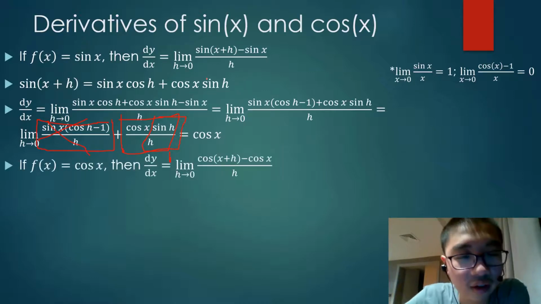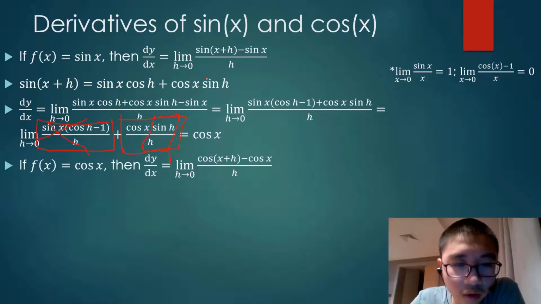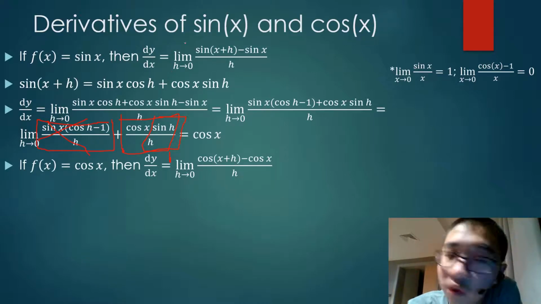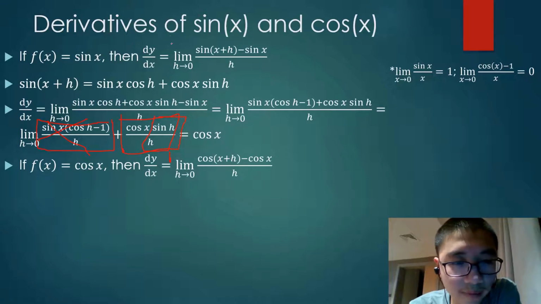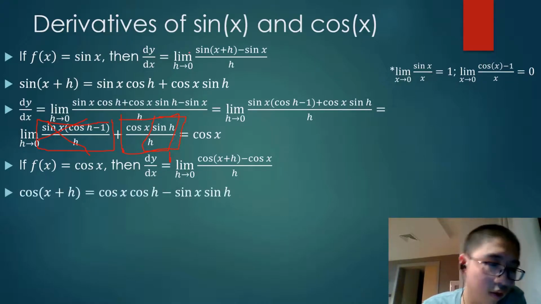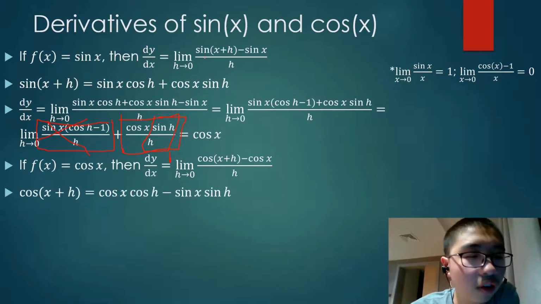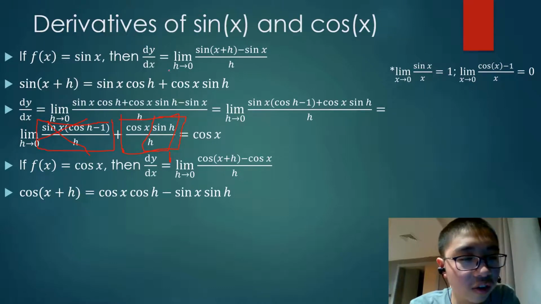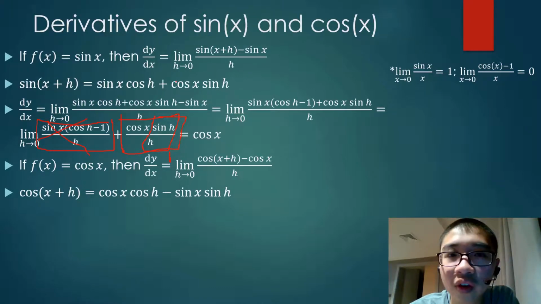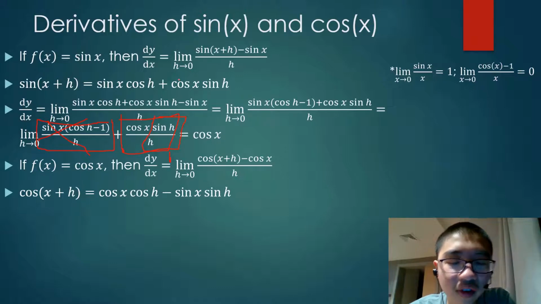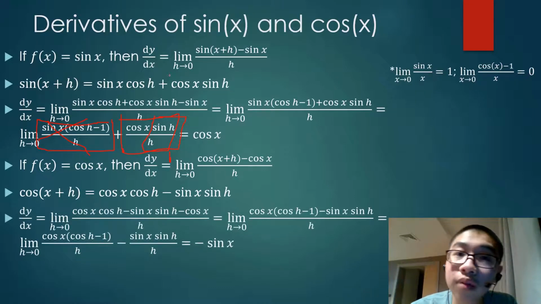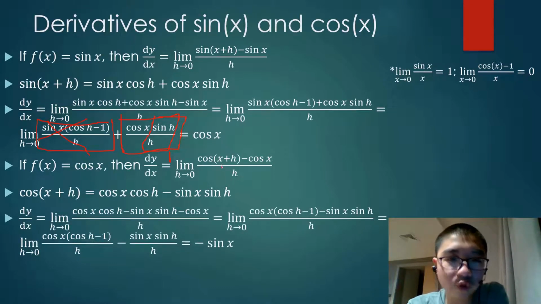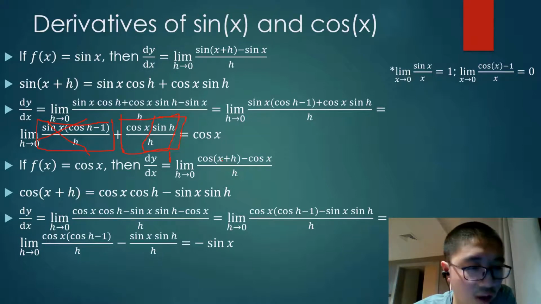Now let's take a look at the cosine x. Okay, firstly, we plug cosine x into the formal definition of the derivative. Again, we use a trig identity, so cosine x plus h is just equal to cosine x times cosine h minus sine x times sine h. Plug that into the formal definition of the derivative of cosine x, we get this expression right here. Again, we combine these two terms.